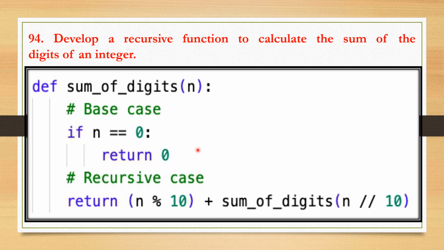In the recursive case, the function extracts the last digit of n using the modulus operator and adds it to the sum of the remaining digits. The function calls itself with the updated value of n obtained by the integer division of n by 10, which removes the last digit. The recursive call continues until the base case is reached, and the function returns the sum of the current digit and the result of the recursive call.